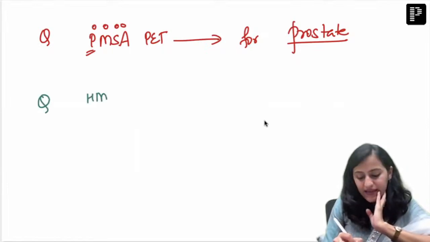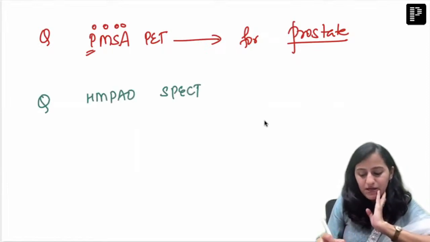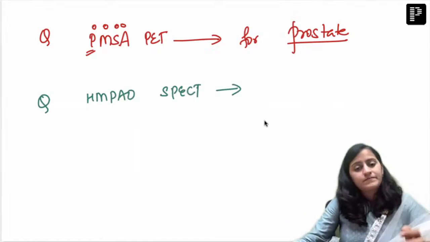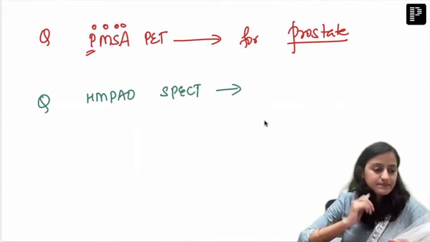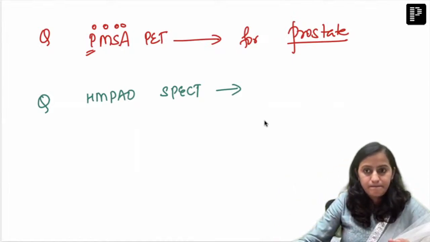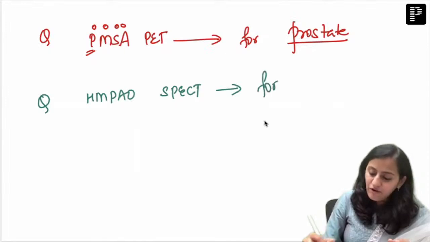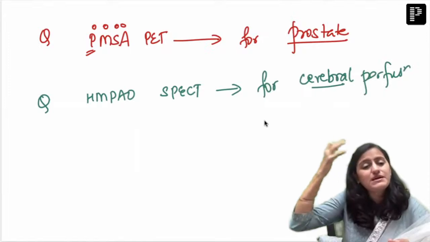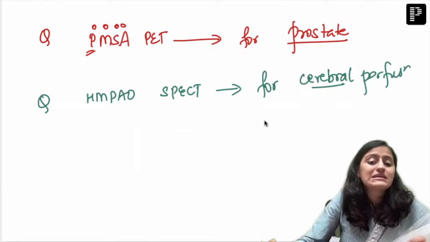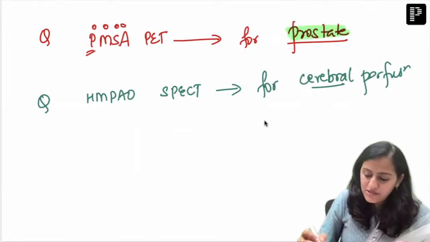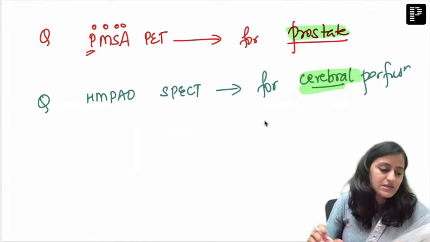Next question, HMPAO SPECT. What is HMPAO SPECT done for? HMPAO SPECT is done for cerebral perfusion. Remember that it is done to see the perfusion of the brain. When there is brain death, there will be no cerebral perfusion, no uptake. So remember, PSMA is for prostate and this is for cerebral perfusion. Very good. This is important.